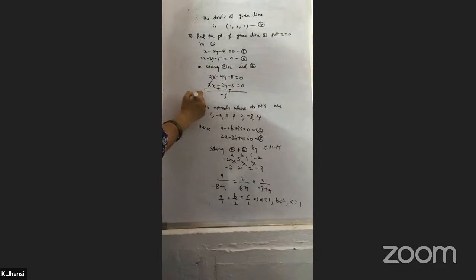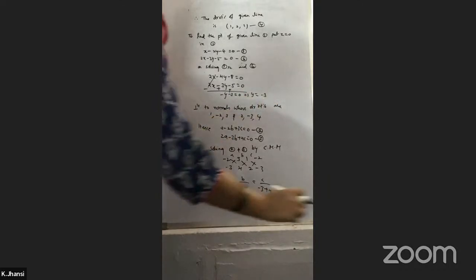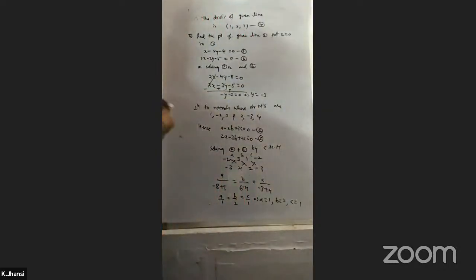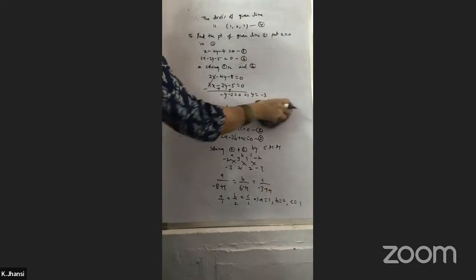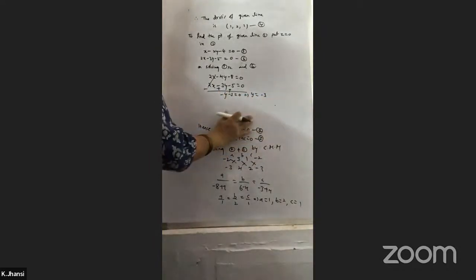So minus of minus here plus, no. So this is minus 3 equals to 0, implies y is equals to minus 3. So we got y value as minus 3. Substitute this y value in any one of the 5th and 6th equations.